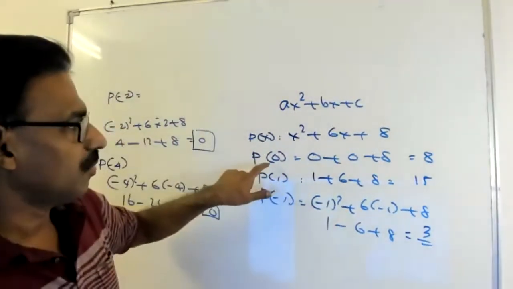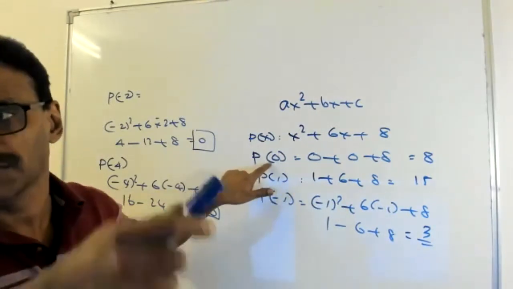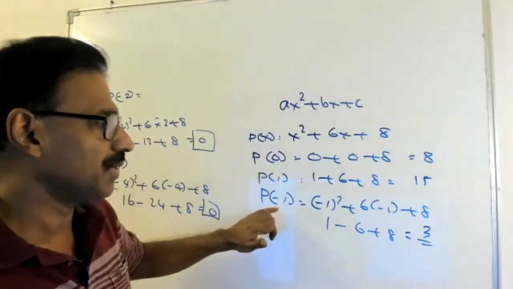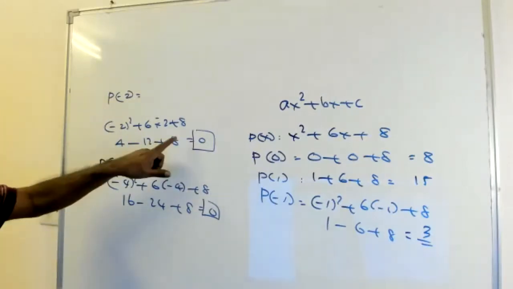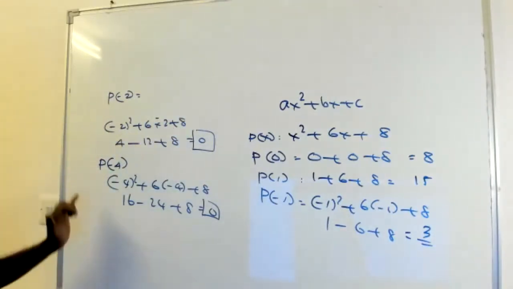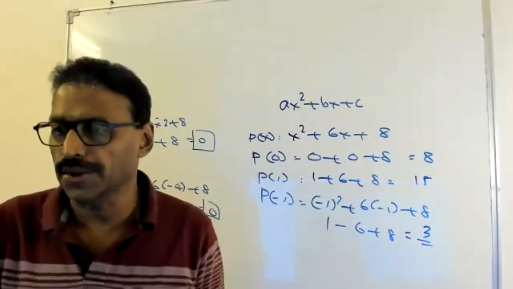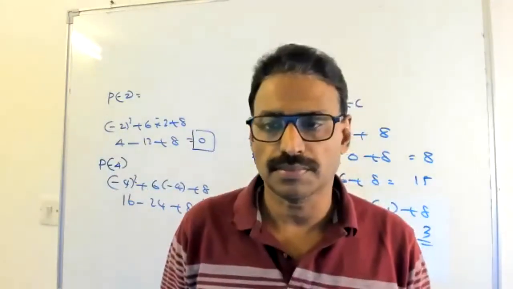We can say 0 is not a zero of this polynomial. 1 is not a zero of this polynomial. -1 is not a zero of the polynomial. Okay, now which are the zeros? -2 and -4 are the zeros of this polynomial. I hope you understood what the zero is and all. Clear now? Yes, sir.